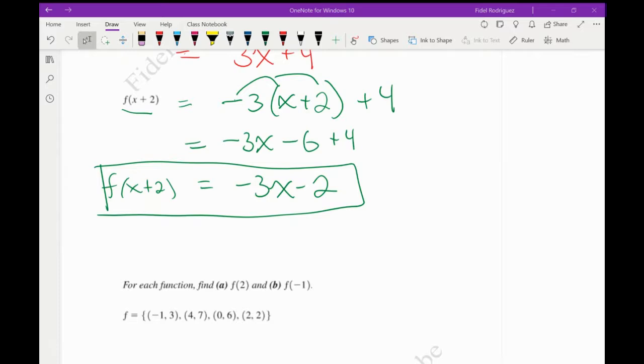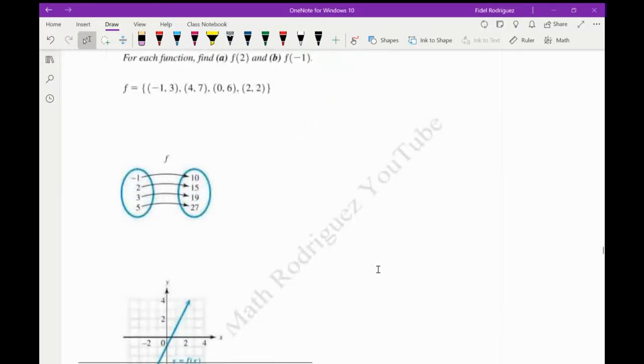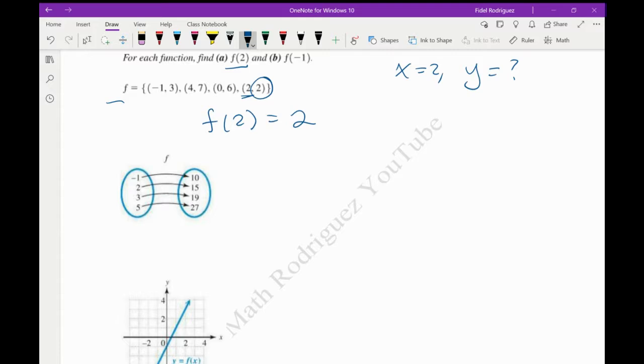So let's take a look here. So guys, for the next problems, it says for each function, find f of 2 and f of negative 1. So let's go ahead and do that. When I'm trying to find f of 2, what that means is I'm going to go to my function f, and I'm going to look when the x is equal to 2, what is the y value going to be? So I'm going to come back over here. Here's the x value. When x is 2, y is also 2. So I'm going to say f of 2 is equal to 2, because that's the y value when the x value is 2.